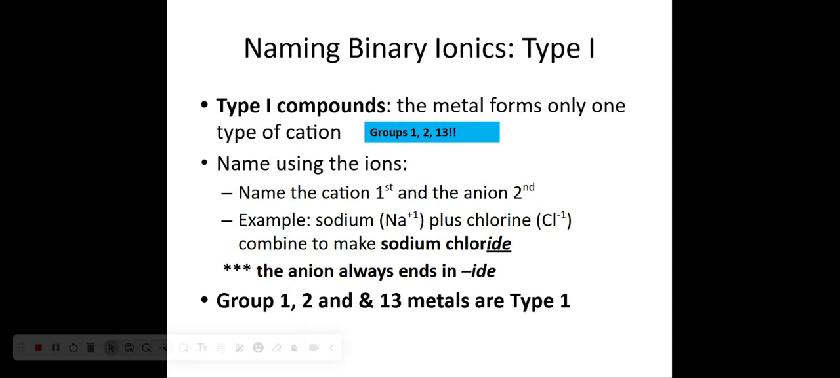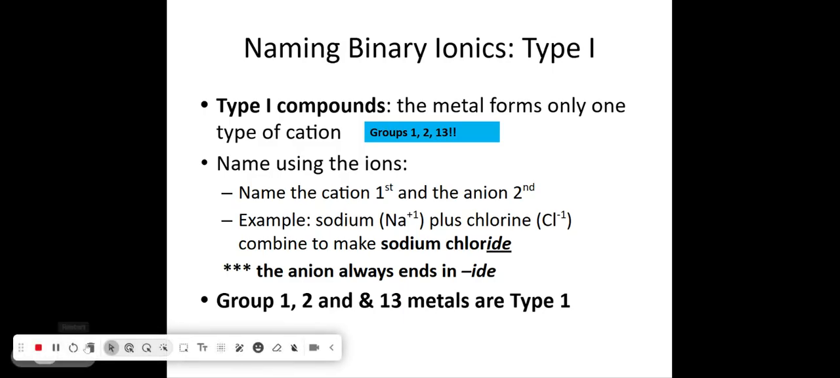So first you name the cation, and then you name the anion. So for example, if I have sodium and chlorine, sodium is +1, chlorine is -1, they will combine to make sodium chloride. The big thing is that anion always ends in that suffix IDE.